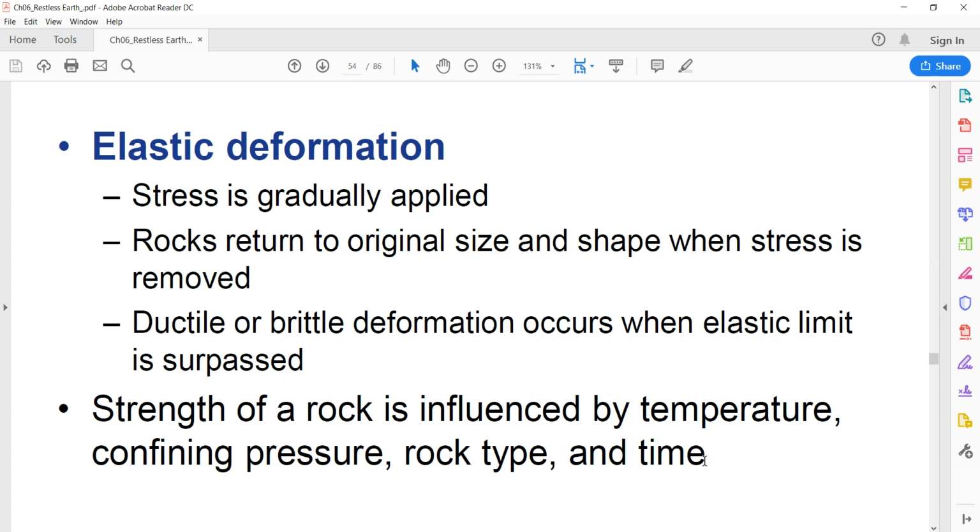Type of rock, again, is another important factor. What are the minerals present in this rock? What type of bonding is present in the minerals? That will control the strength of the rock, how strong the rock itself is. And the time, how long the stress or the external force, overburden pressure, has been applied. That's another factor that is going to influence the deformation or the nature of deformation experienced by a rock.